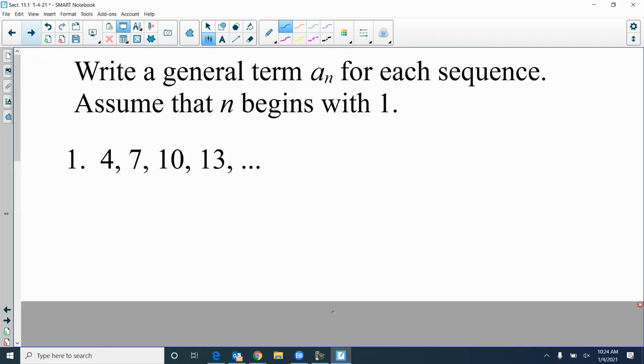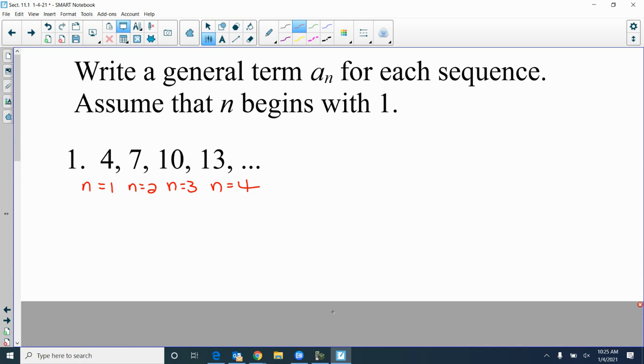Now going the opposite way. Write a general term, or basically think of it as a formula. Write a formula for each sequence. Assume, and this goes back to that definition, that we're starting with the positive integers, n equals 1. So that means when I plug in 1, I get back 4. When I plug in 2, I get back 7. When I plug in 3, I get back 10. And when I plug in 4, I get back 13. Has to work for all of them.